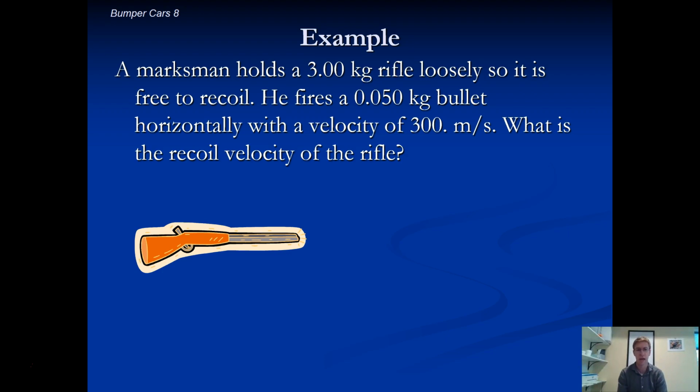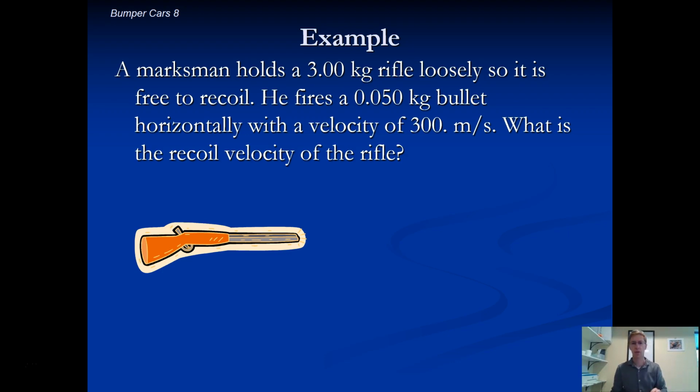My question to you all is, how fast, at what velocity, would the gun recoil? So let's say that the gun is 3 kilograms in mass, the bullet is 50 grams or 0.05 kilograms, and the bullet's exit velocity is 300 meters per second. How fast would the gun kick back?